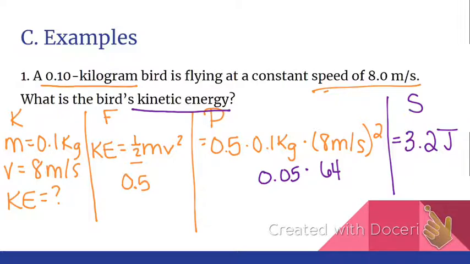So let's go ahead and move on to the next example. In the next example, we're going to start working with solving for a different variable.